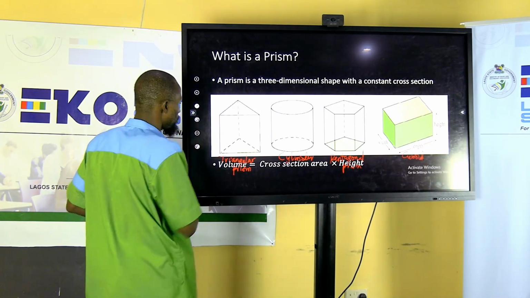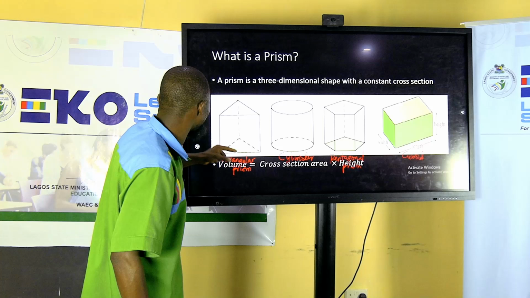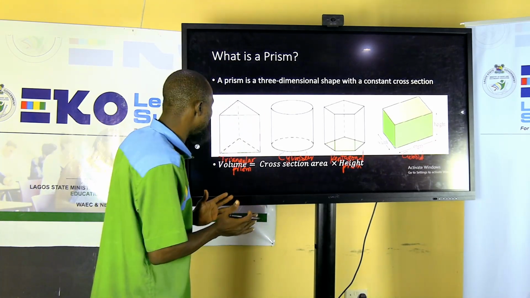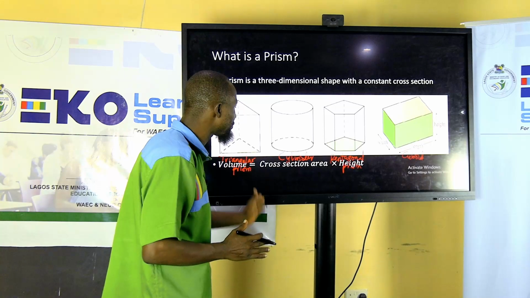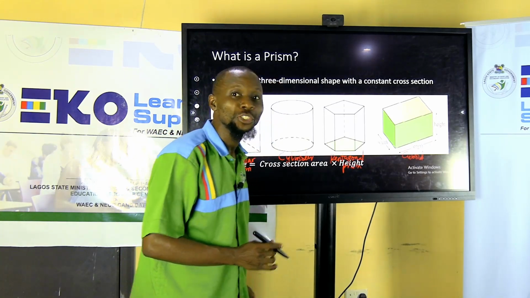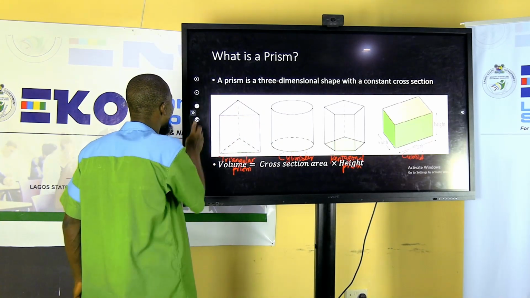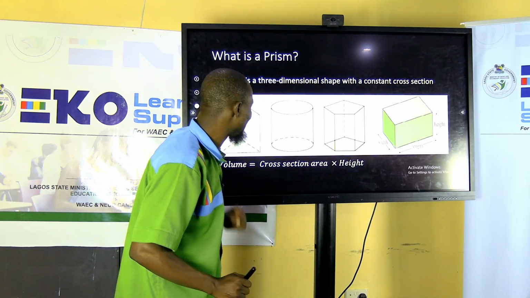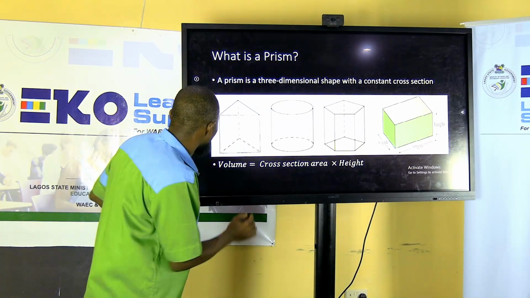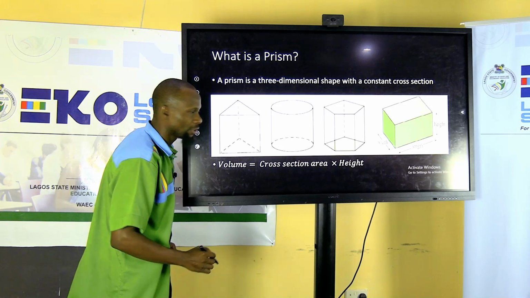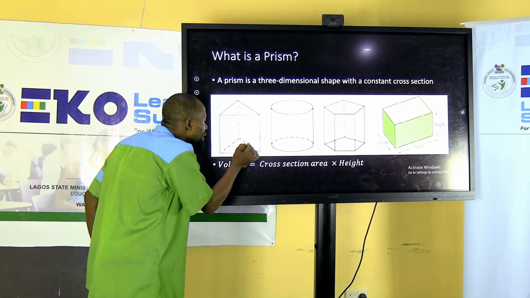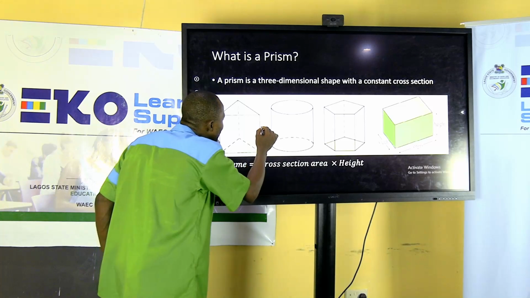So which we'll be looking at here. What is the volume of all this? Generally, we say that a volume is what? Cross-sectional area multiplied by the height. So to find the volume of this, the cross section here is a triangle. So we need the area of this triangle multiplied by this height.